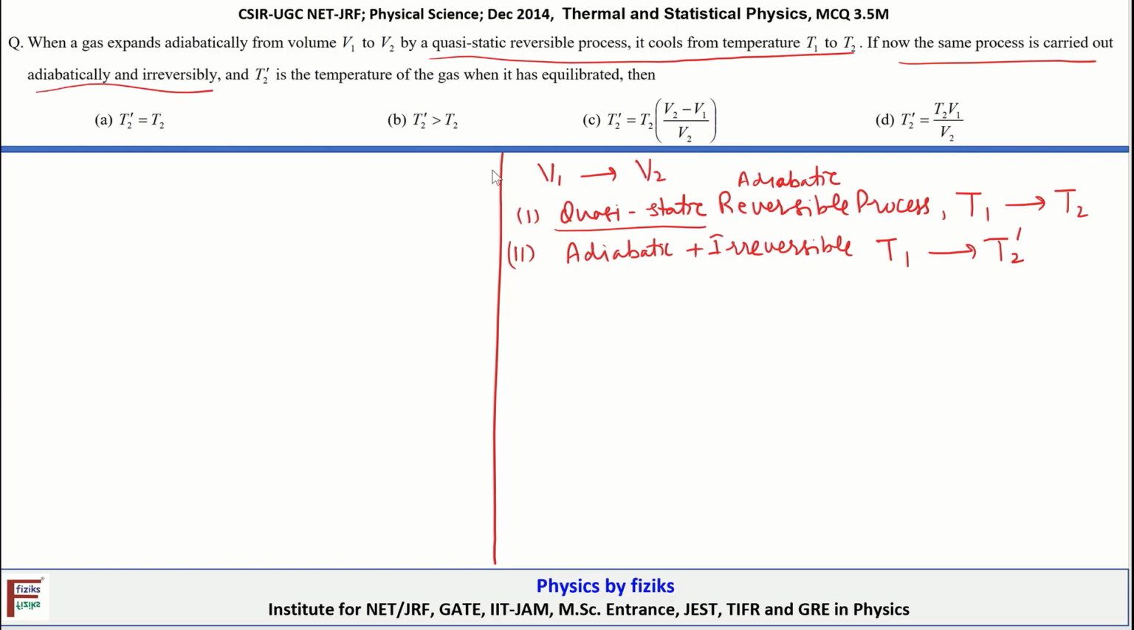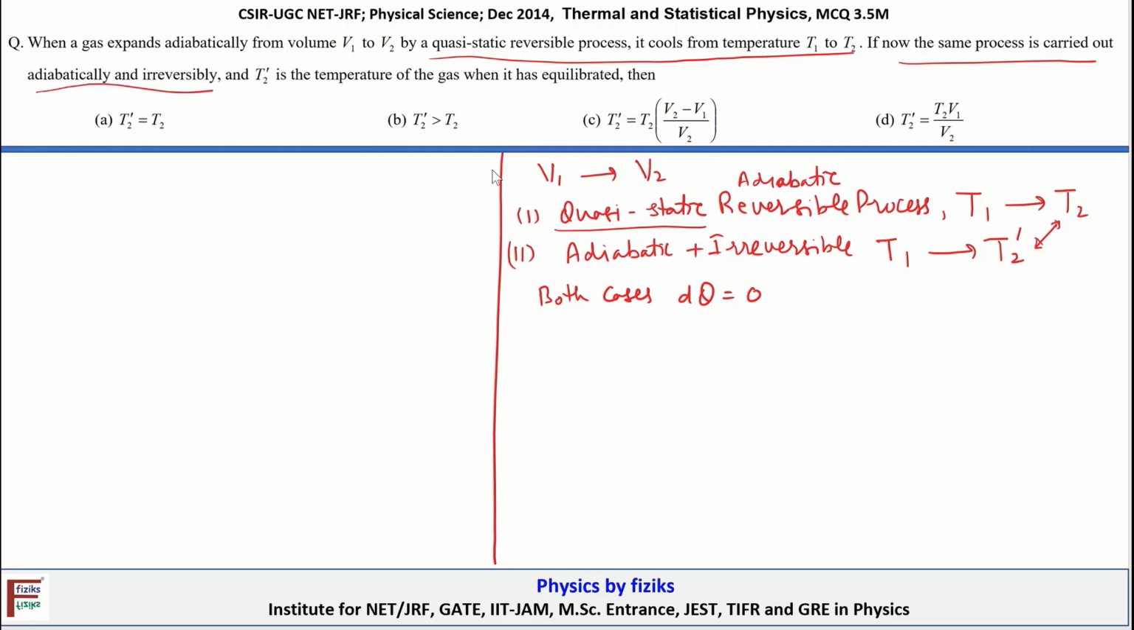Now we have to find the relationship between T2 and T2 dash. That is our objective. The one thing that is common in these two processes is that both are adiabatic in nature, and one of them is reversible and the other is irreversible. So in both cases dq is equal to 0.